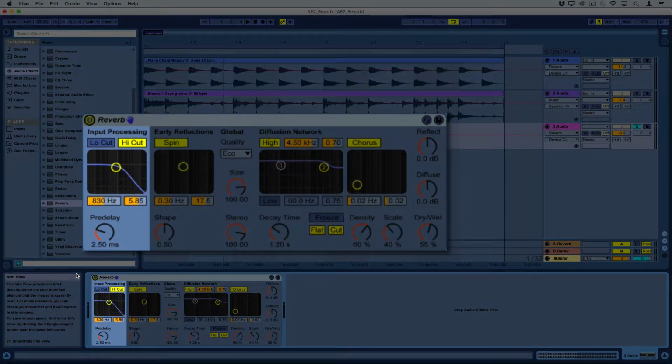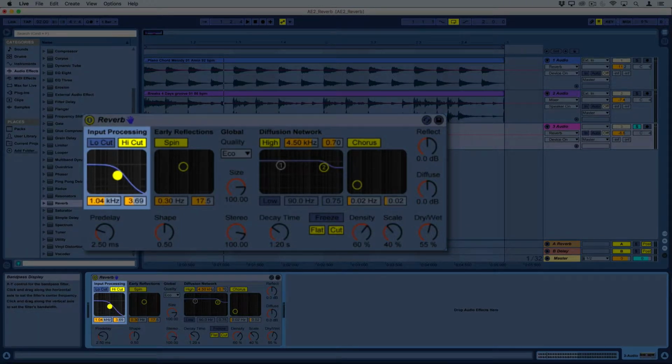Starting with input processing, we'll notice a low cut and high cut with an XY pad. This is the first stage the inputted sound goes through. This is essentially an EQ for the reverb. Up and down is the amplitude, so how much is added or taken away from the level of the reverb. And left-right works just like our EQs. To the left is the lows and to the right is the highs.